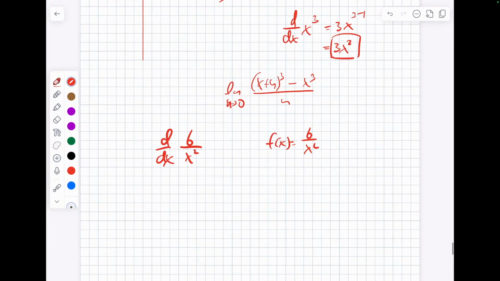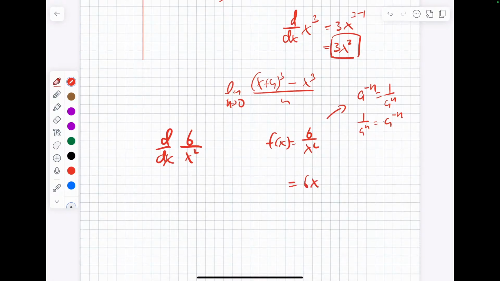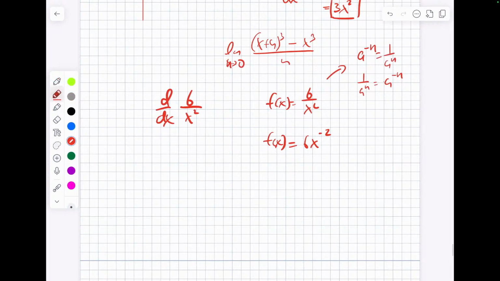So how do I move to the top? Because this exponent rule says a to the negative n equal to 1 over a to the n, or 1 over a to the n equal to a to the negative n, which is more important. I can move to the top, becomes 6x to the what? Negative 2, right? Now I can take a derivative. If I take a derivative, I just focus on this part. I'm almost done. 6 times negative 2 times x to the negative 3. That's negative 12 over x cubed. See how easy that is.